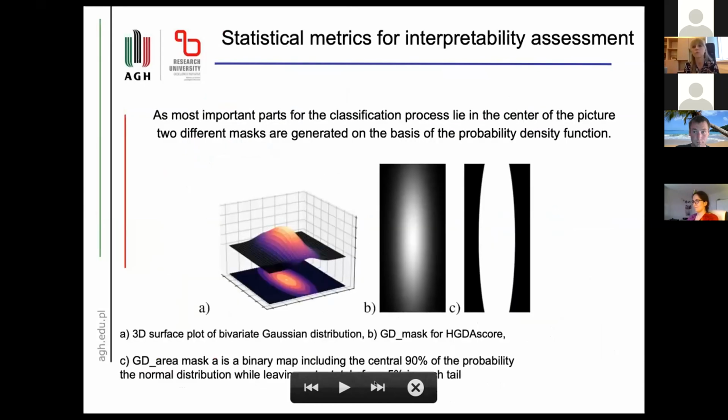And now I would like to move to the statistical metrics for interpretability assessment. As the most important parts of the image for the problem that we are solving lie in the center of the picture, we are generating 2 different masks based on the probability density functions. On the second image, you can see the Gaussian distribution. On the third, in C, a binary mask, including the central 90% of the probability of the normal distribution, leaving only 5% of each tail.